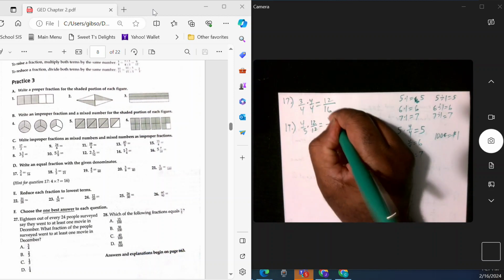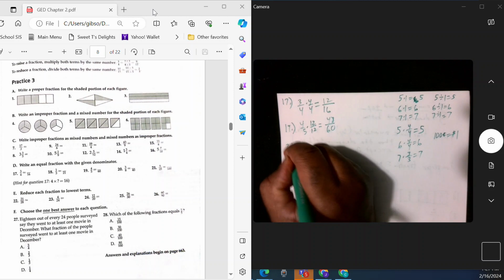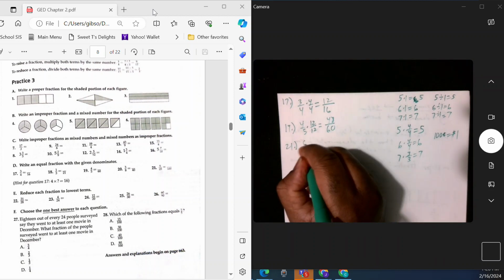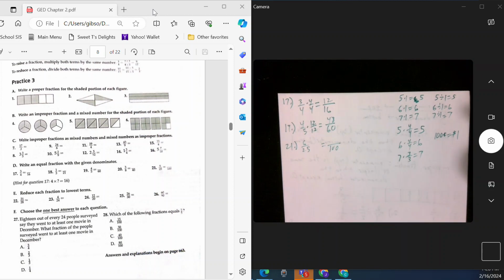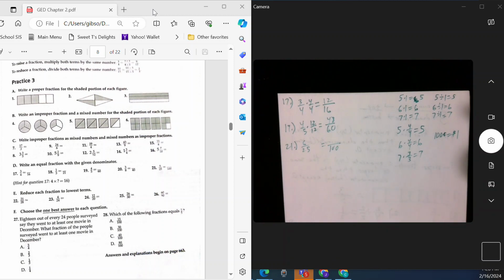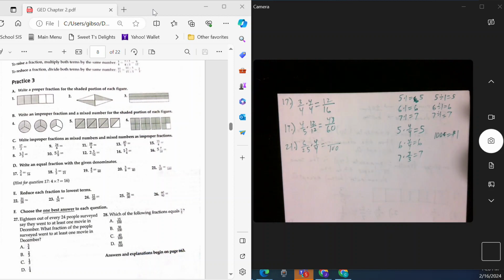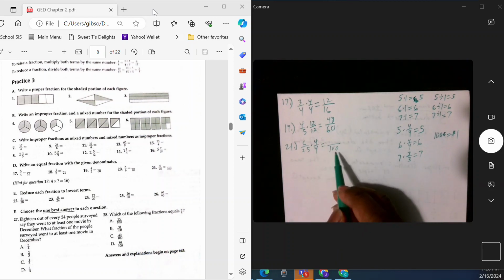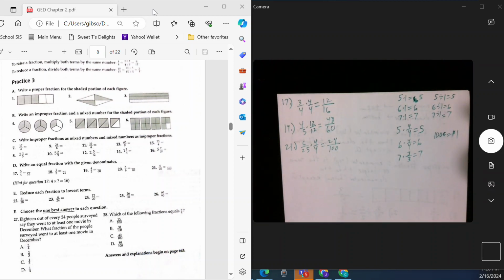4 times 12 is 48. So it'll be 48/60. Next, we add 21. We have 6/25, and it's equal to, the denominator is 100. So we ask ourselves, 25 times what is 100? We know 25 times 4 is 100. So that'll be 4/4. So 25 times 4 is 100. 6 times 4 is 24. So that took care of those problems.